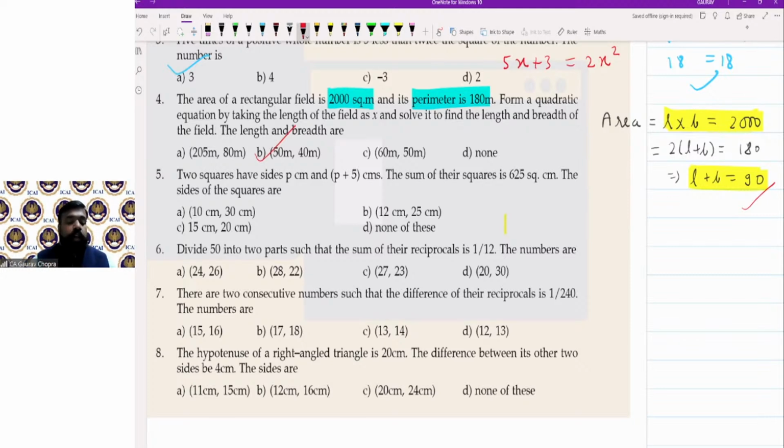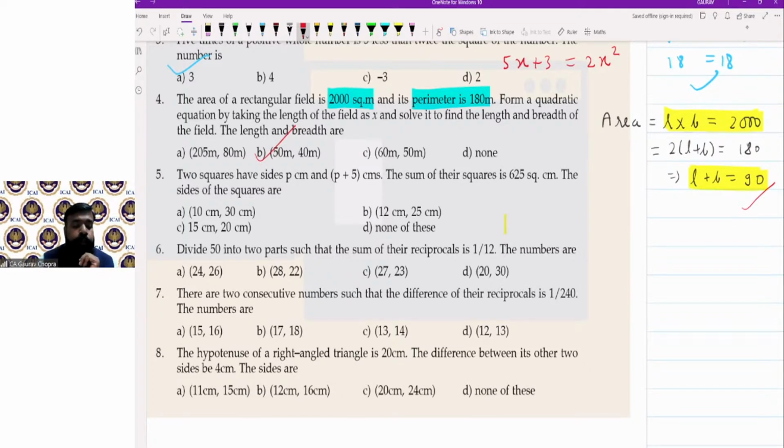Now, fifth, two squares have sides p centimeter and p plus 5 centimeter. The sum of their squares is 625. The sides of the squares are? तो स्क्वायर की साइड्स क्या होगी? सो क्लियरली अगर एक साइड p है और दूसरी p plus 5, तो दोनों में डिफरेंस कितना होना चाहिए? 5 का, राइट? दोनों में 5 का डिफरेंस होना चाहिए.